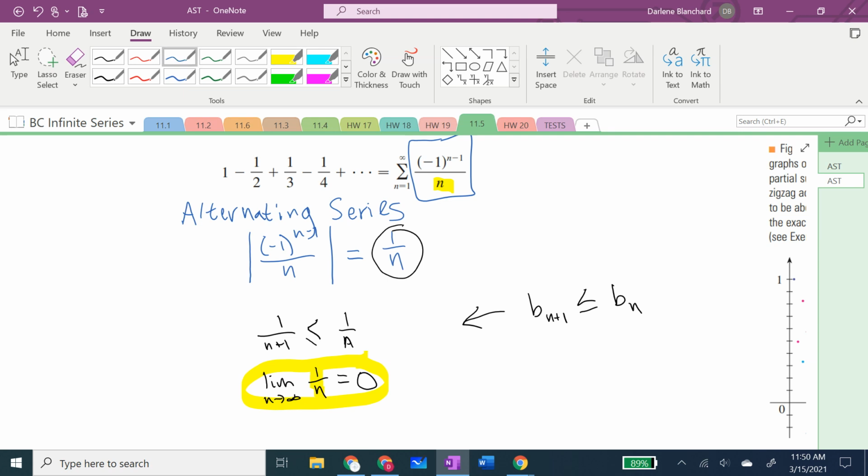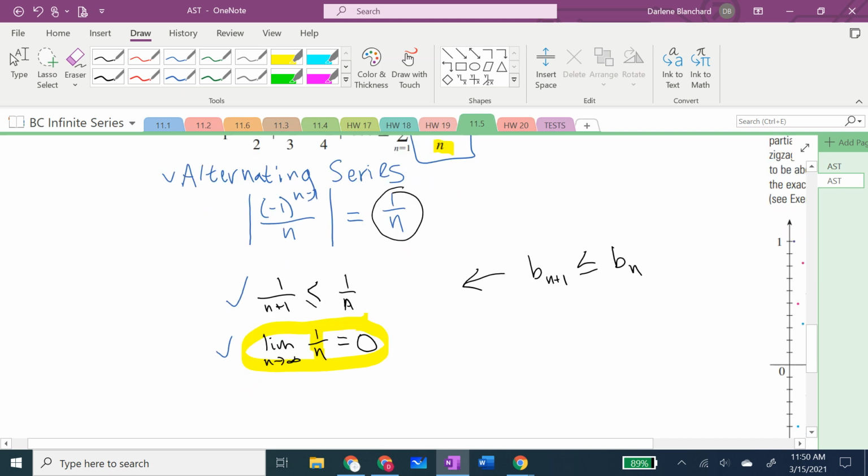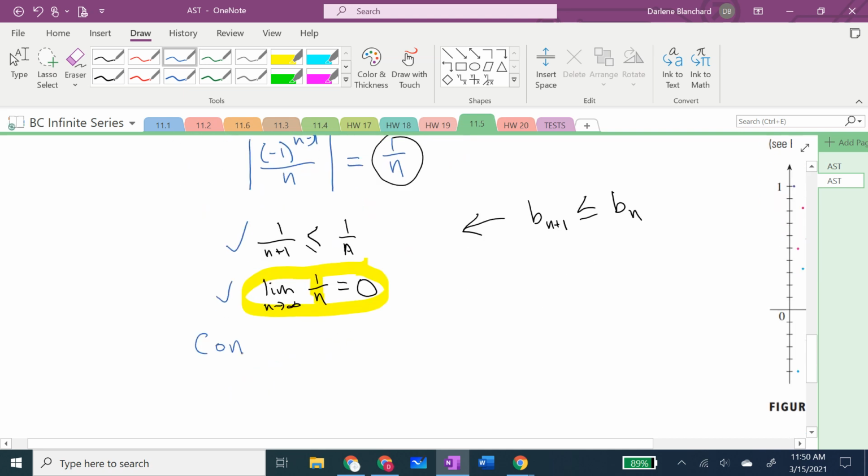So at this point, you have met the requirements. You have an alternating series, the absolute value of the terms are in the correct inequality, and the limit is 0, you converge.